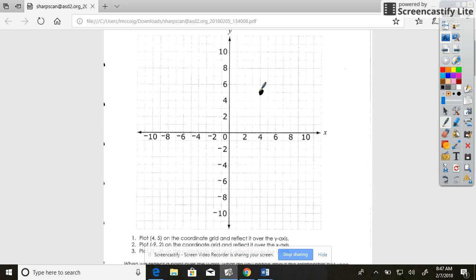Then it says reflect it over the y-axis. So if we're here, here's my y-axis. I need to actually go over this y-axis. So instead of going over 4 to the right, I'm going to go over 4 to the left, because again, we want our graphs to look the same on both sides. So my new point now is -4, 5. Remember, this one was 4, 5.